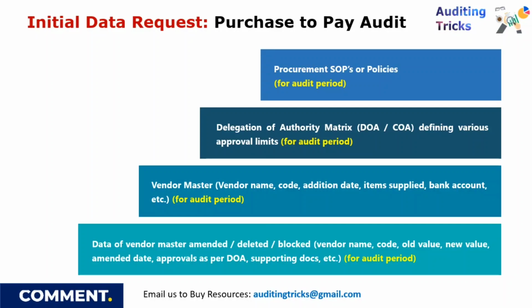This data can be asked for the audit period and it will include the vendor code, their names, the old value which was previous to the amendment, and the new value which they have amended. You can ask for the documentation in support of the new value. If any approval is required as per DOA, you can ask for that.